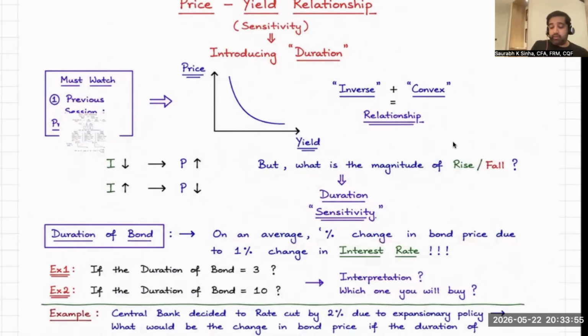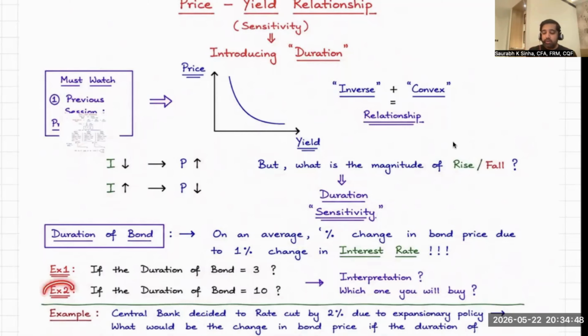For example, you have two bonds, bond 1 and bond 2. Bond 1 has a duration of 3. Somebody calculated it for you. And bond 2 has a duration of 10. Then how would you interpret it? If interest rate changes by 1%, then for bond 1, the bond price will change by 3% in the opposite direction, approximately or on an average. Or if interest rate rises by 1%, then the bond price will fall by on an average 3%, or approximately 3%.